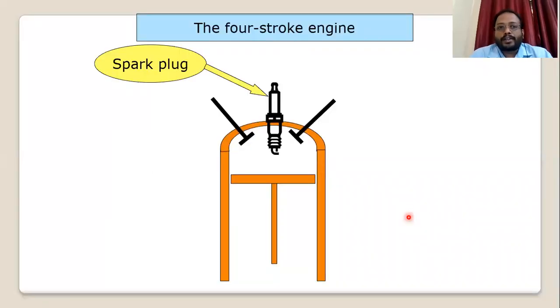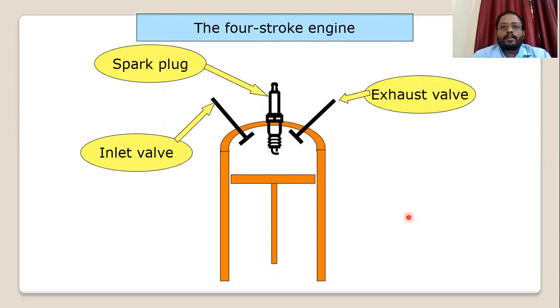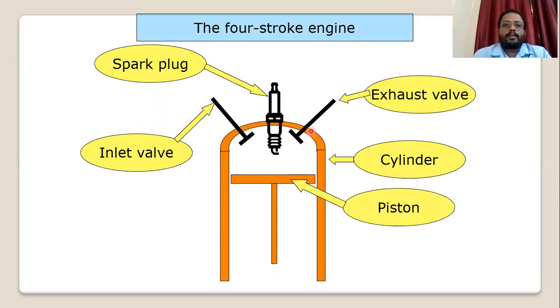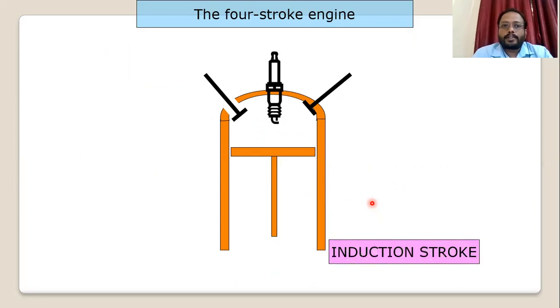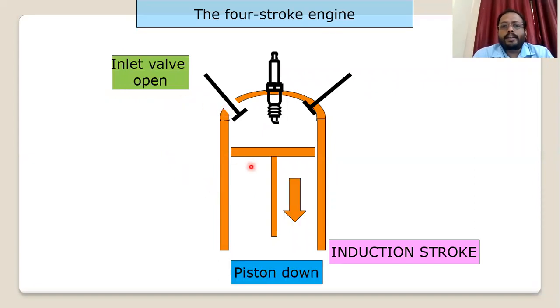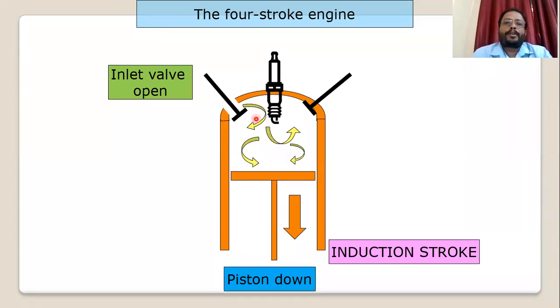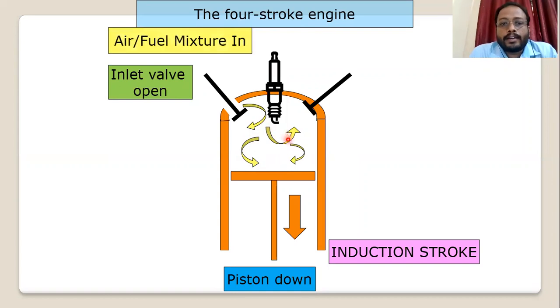Now, what do you mean by a 4-stroke engine? A 4-stroke engine has main parts: a spark plug, an inlet valve, an exhaust valve, the cylinder, and the piston. Now, how it works, we will see here. The first stroke is the induction stroke, or suction stroke. Here the inlet valve opens and the piston moves down. As the piston moves down, it draws in the air fuel mixture that we are introducing.